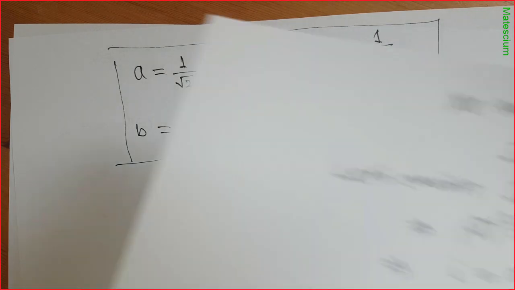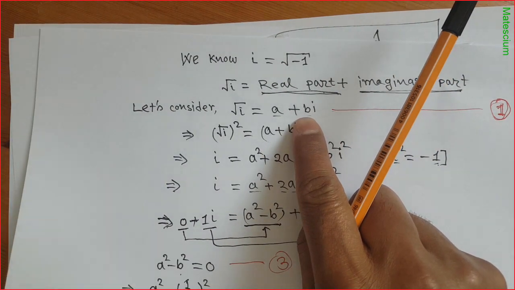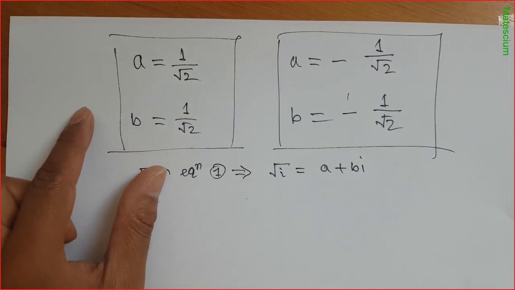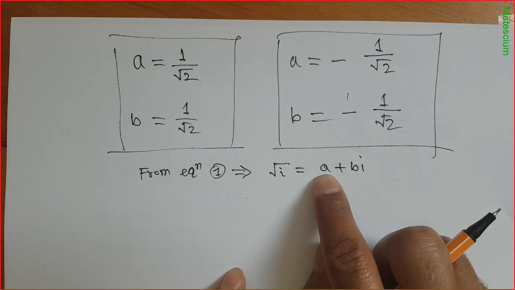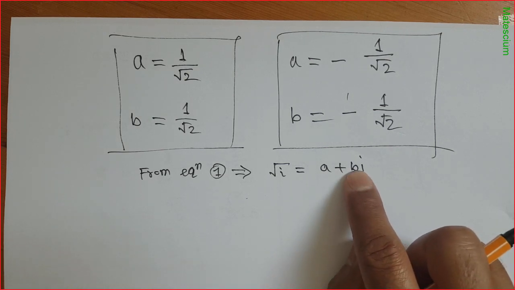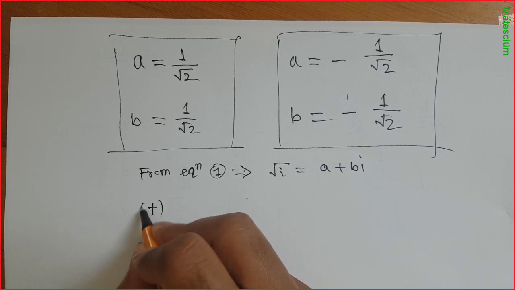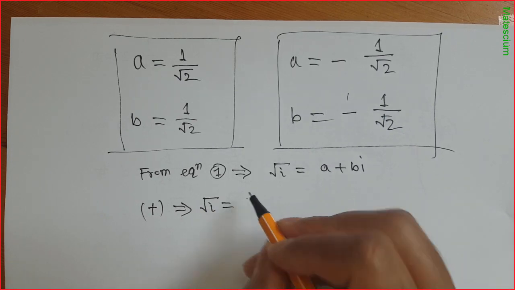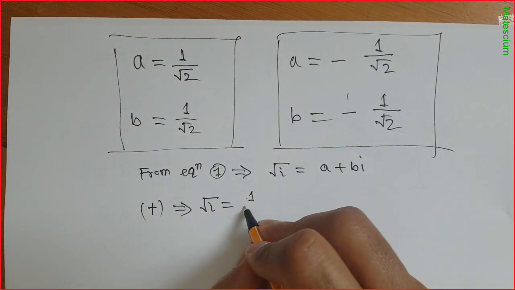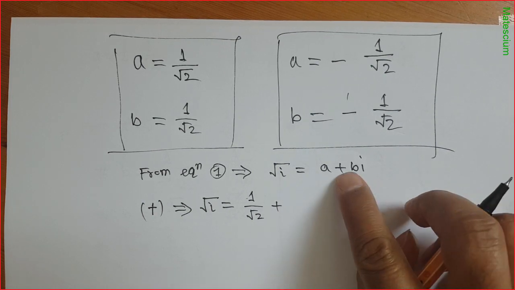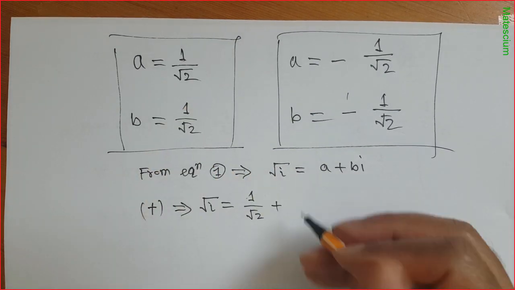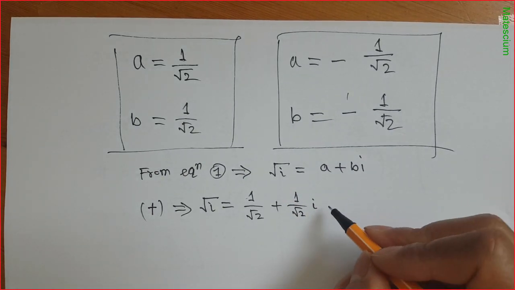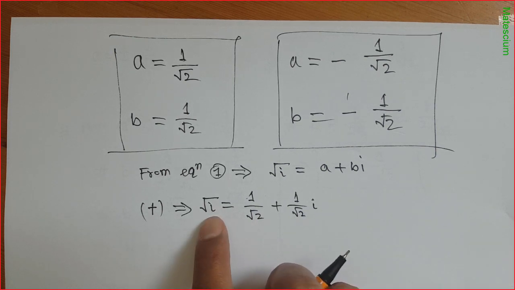If you remember equation number 1 at the beginning of our calculation, I can rewrite equation number 1 again. I can substitute this a by the positive value and substitute b with the positive value as well. Let's say the first case is the positive value. In this case, what will happen? Square root of i is equal to a, meaning 1 over square root of 2, plus b, meaning also 1 over square root of 2, and this i is here. This is one solution of this square root of i.